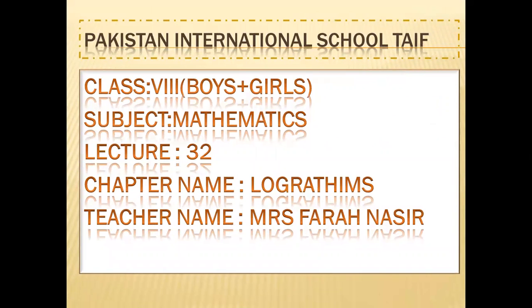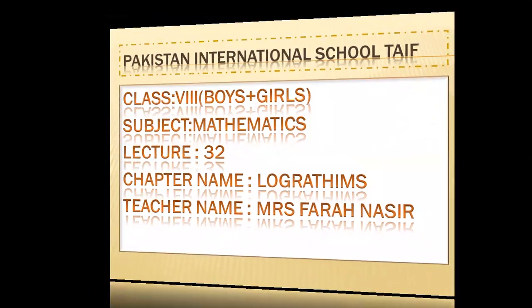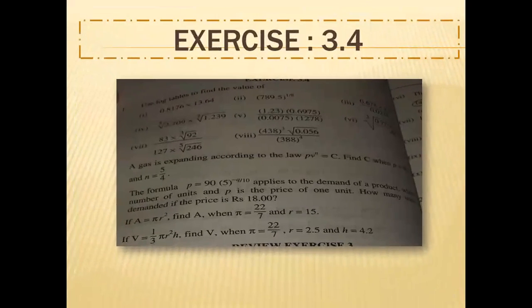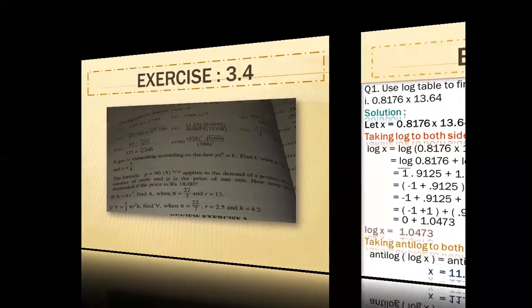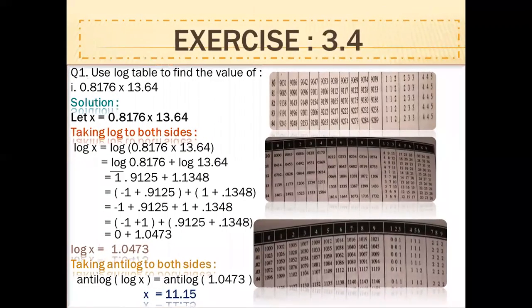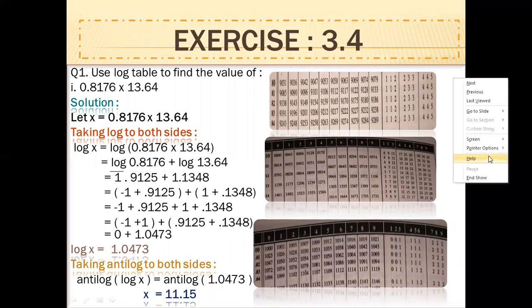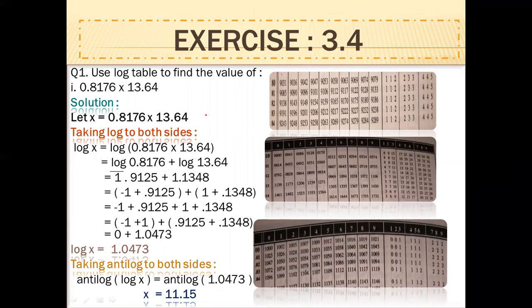Today is our last exercise of logarithm, exercise 3.4, and also the review exercise of this chapter. There are 5 questions in this exercise, but question 1 has 8 parts. Part 1 is: use log tables to find the value of 0.8176 multiplied by 13.64. Students, you must do all the steps.